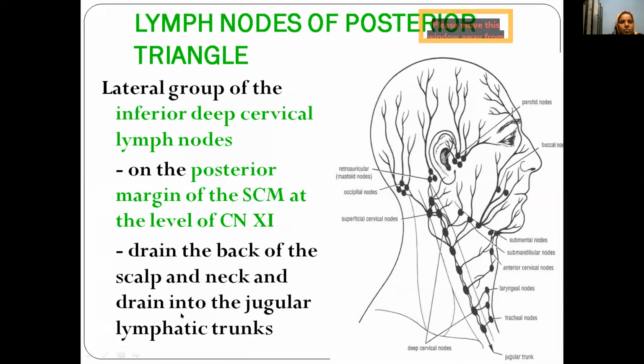So what are the lymph nodes we see in the posterior triangle? See, this is the sternocleidomastoid. Along its posterior margin, we are finding round, round, round, round; all these are nodes. Between these nodes are lymphatic vessels. Inside the lymphatic vessels, lymph, which is a fluid, will be flowing, whereas lymph nodes take up the job of killing the microorganisms.